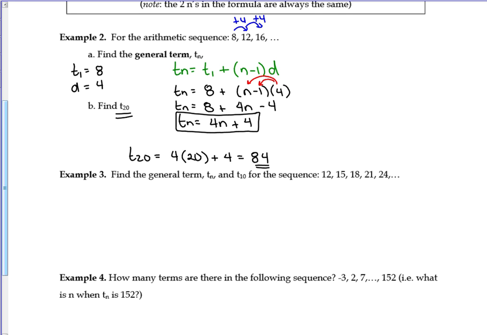Okay, now you could have also plugged it into this formula if you wanted to. That's fine, but normally we'd want to simplify it and just use our simplified form, right? So I'm just going to show you something for a second. 8 plus 20 minus 1 times 4. So that makes sense because you start at your first term of 8, and we're adding 4 19 times. So that's what that means. If I want the 20th term, I have to add the common difference of 4 19 times. And that also gives you 84. It's the same thing. So you can use either formula.